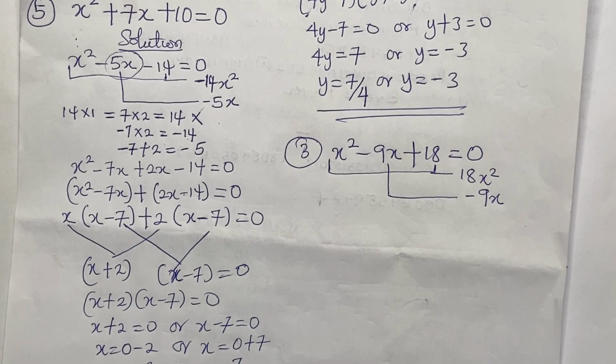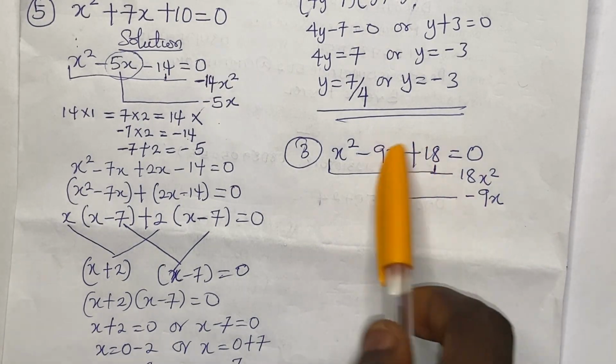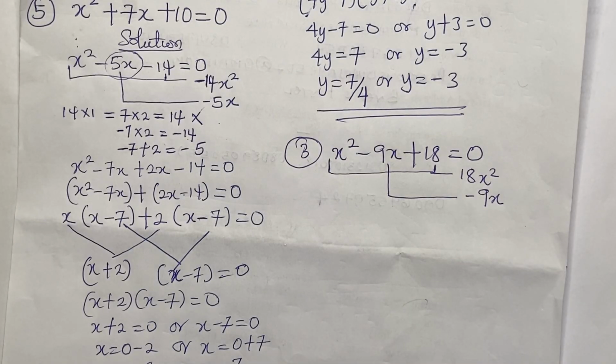So what are the factors of 18? That's the first thing you need to get out first. The factors of 18: 6 and 3, 9 and 2. I get what I'm saying now. Now I automatically know that 9 and 2 cannot go, because if I add 9 and 2 together, I will not get minus 9. So the best thing is 6 and 3.